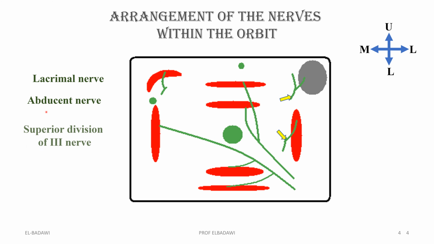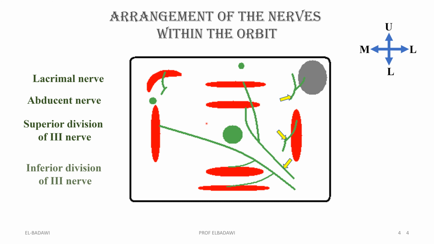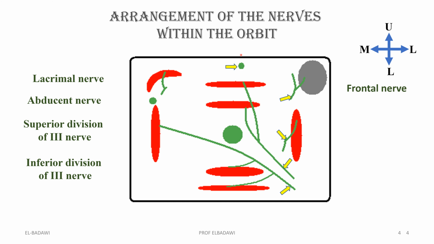lateral rectus, the superior division of the oculomotor to the levator palpebrae and the superior rectus, while the inferior division will be going to the medial rectus, the inferior rectus, and the inferior oblique. The frontal nerve will be directly under the roof above the levator, the optic nerve in the middle of the cavity, and that is the nasociliary at that angle between the superior oblique and the medial rectus, and that is the trochlear nerve, which is going to supply the superior oblique.